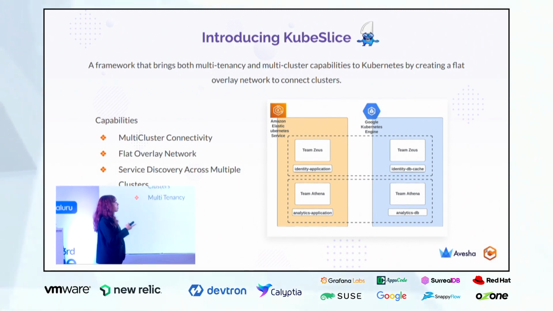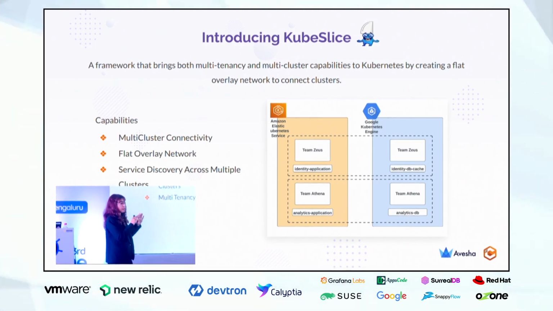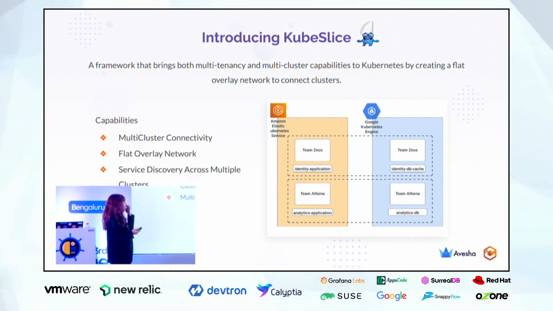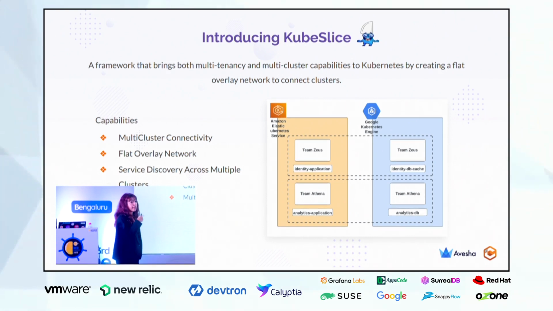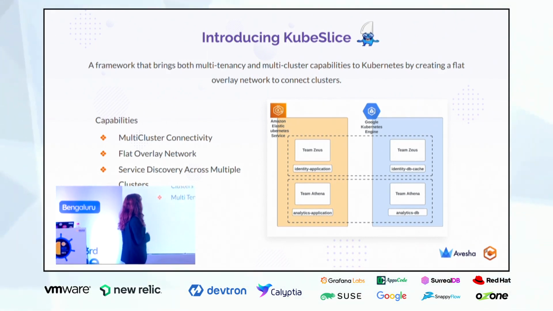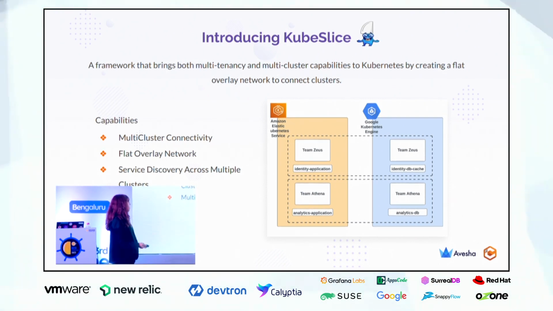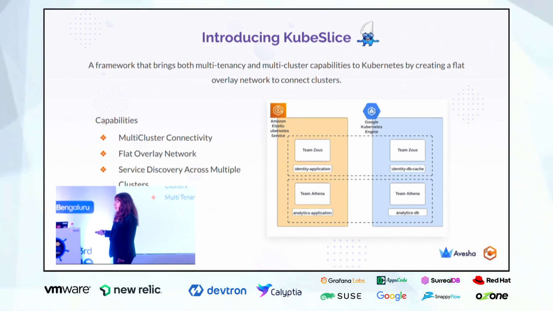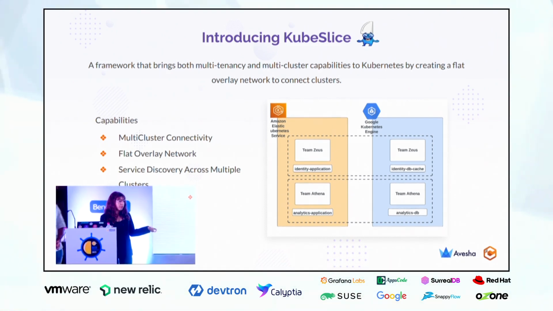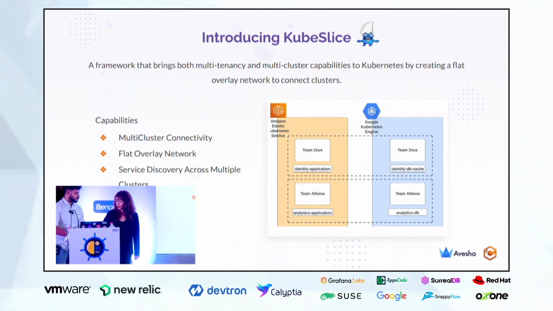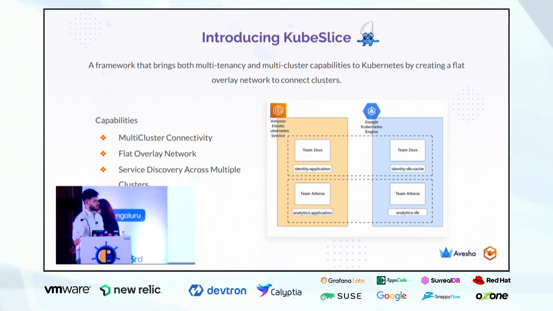When you onboard your clusters to a slice, you get these capabilities which are mentioned here on the left side. You get multi-cluster connectivity, you get a flat overlay network, which is at layer 3, where one pod can connect to another pod seamlessly. You get service discovery across multiple clusters, and you get multi-tenancy. Right? Now that you have a brief idea about what KubeSlice is and what we are going to talk about, Rahul will take us to the deep dive journey. Thank you.